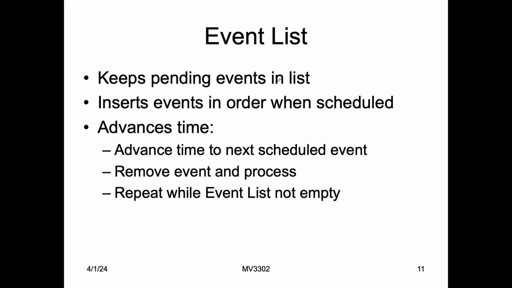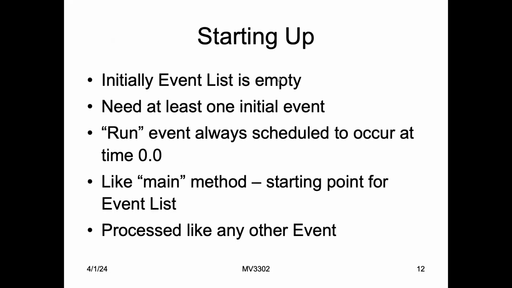The event list processes things by advancing time to the next scheduled event. It removes that event from the list, and then it processes the event. What does that processing mean? It means it performs the state transition that's defined in that event, and it adds any scheduled events that particular event has been defined to schedule. And it keeps doing that until the event list is empty. And when the event list is empty, that means basically the universe has ended. So that's the end of the world as we know it.